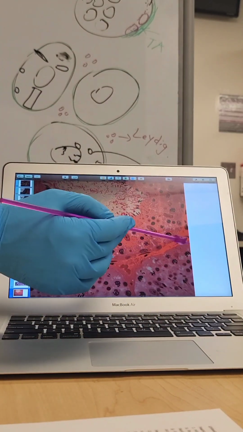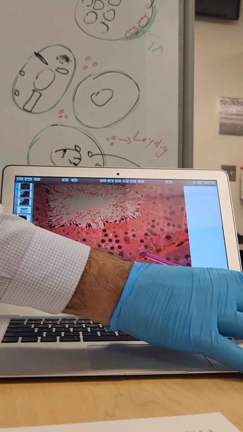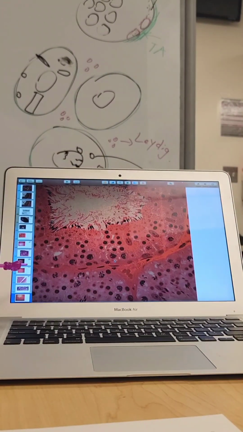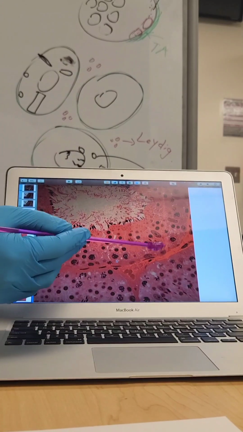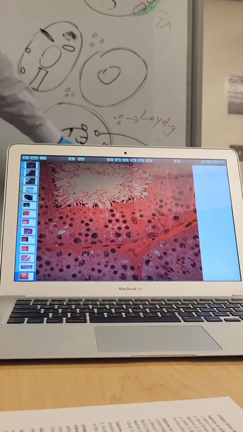So this whole thing, what's this membrane on the outside of the tubule? You are awesome. Basement membrane. So if it's pointing to this rounded cell close to the basement membrane, what would you call these? Spermatogonia or spermatogonium.